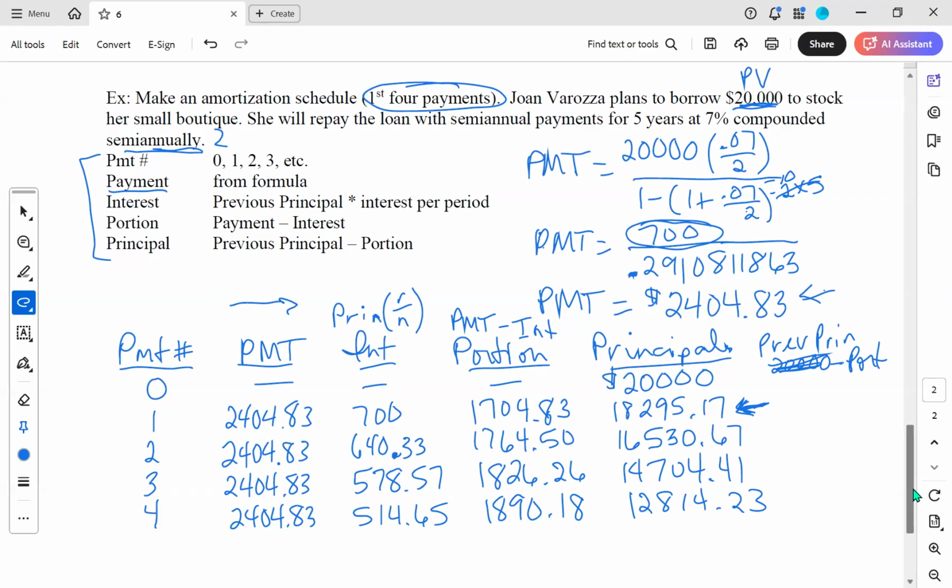Okay. This information that I gave you on how to find each one, the interest, the portion, and the principal, is not on your formula sheet. So you're going to have to learn how to manipulate this. But again, it's the same process over and over again. Once you get the process, it just follows along each time.